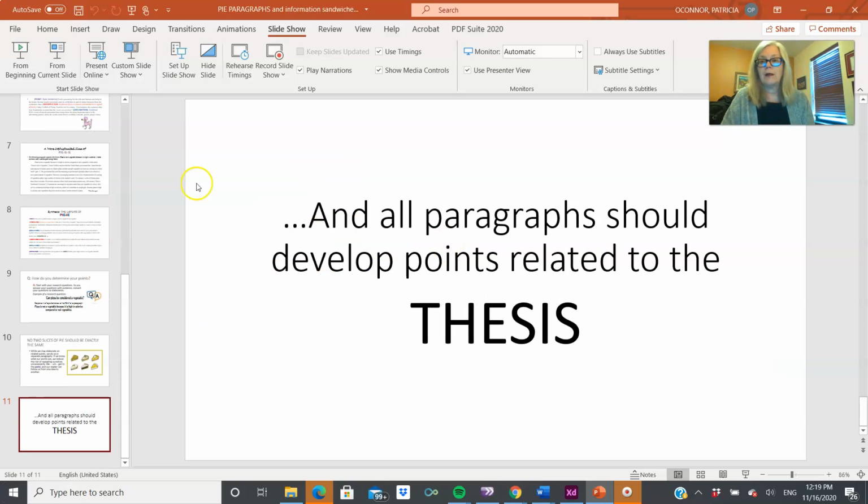And as we talked about, if we know what our thesis is, we will know how to structure the rest of our essay. I hope that's a little bit of help today, and I will show you more stuff shortly.